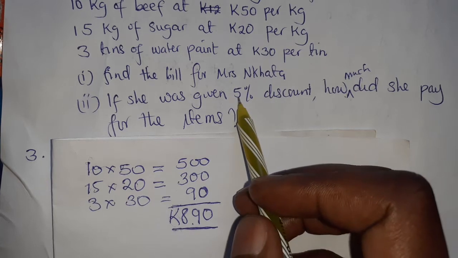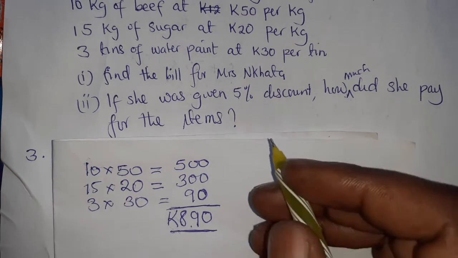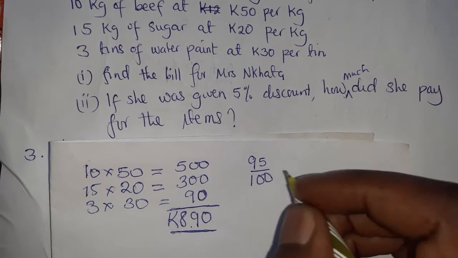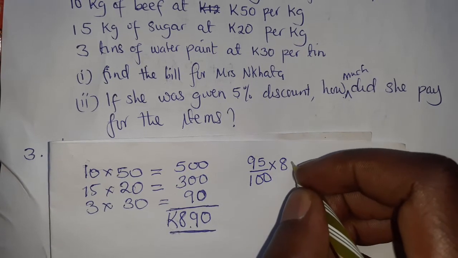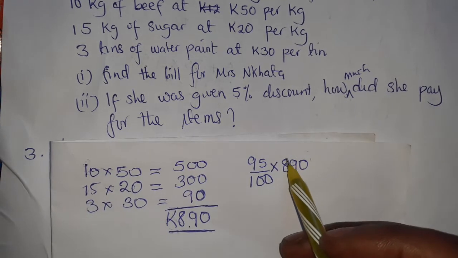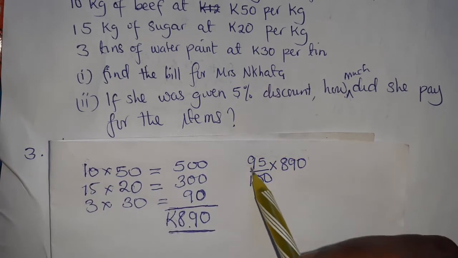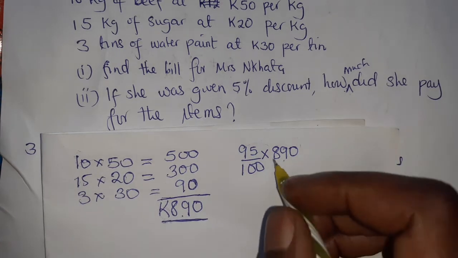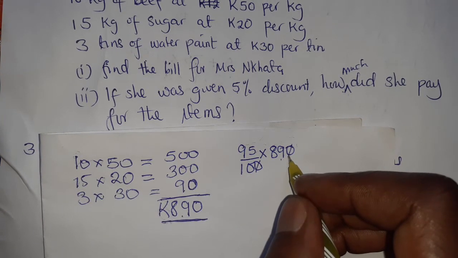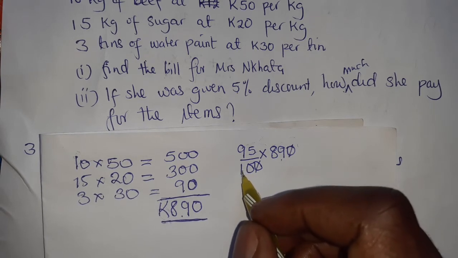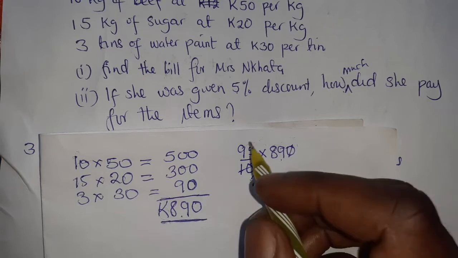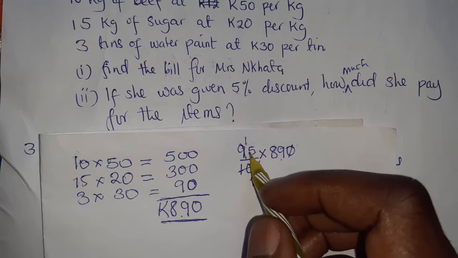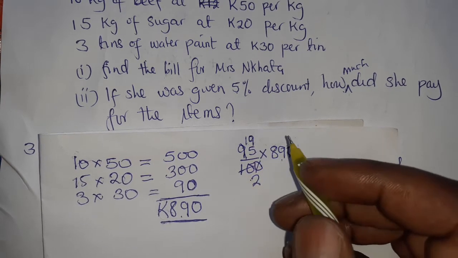So if 5% went to discount, it means she paid 95%. Are you getting what I'm saying? If 5% went to discount, then she paid 95% of this amount. So you can work out this and get your answer. So we can knock out this 0 as well as this one. Working with 5 here, we get 2; 5 here we have 1, remainder 4. 5 into 45, it will be 9, isn't it?